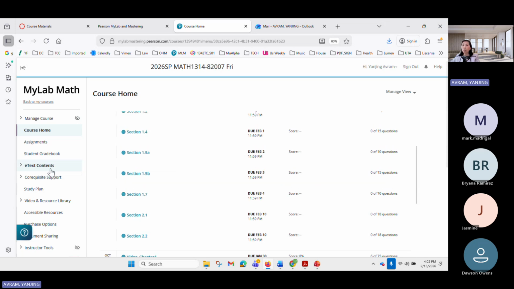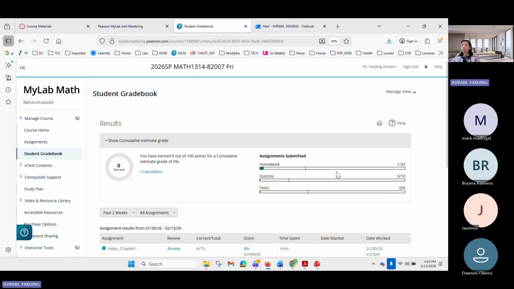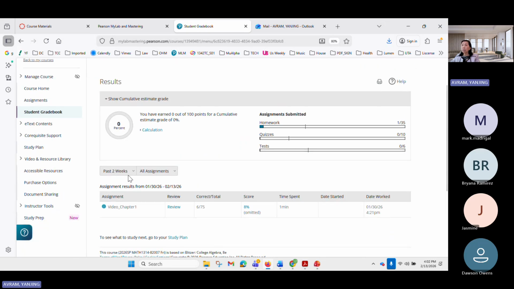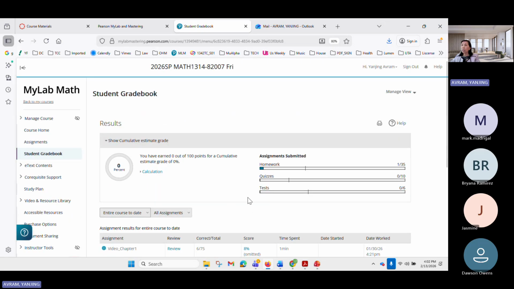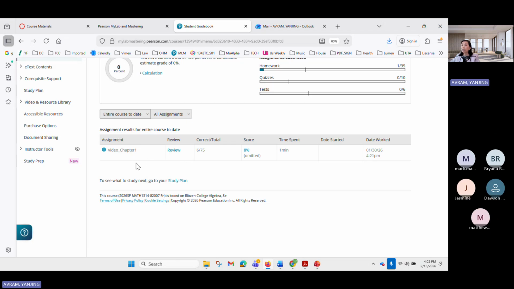Okay, so in the student grade book here, you can see all the assignments. Instead of the past 2 weeks, you can click on the entire course today. And then you can click on the review. Since I didn't submit the test here, but whatever test that you submit, you will be able to look at the test and open a review from here.